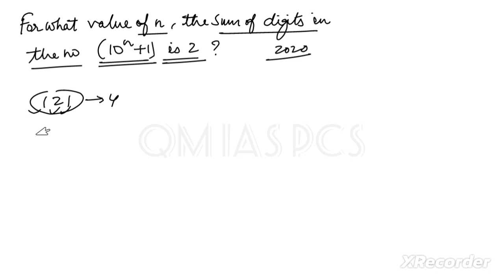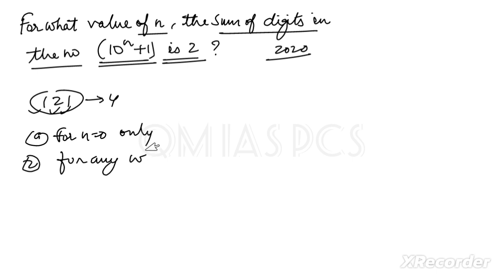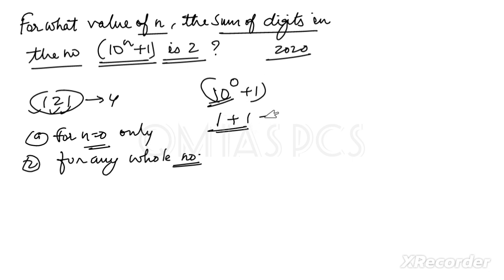The first option is for n equal to 0 only, and the second option is for any whole number. Actually this is from number system, but the Surds and Indices topic is also there. We have to understand the power concept. Whenever you write n equal to 0, it will be 10 power 0 plus 1. 10 power 0 is 1, this is the property of power and indices. So it will be 1 plus 1, that is 2.